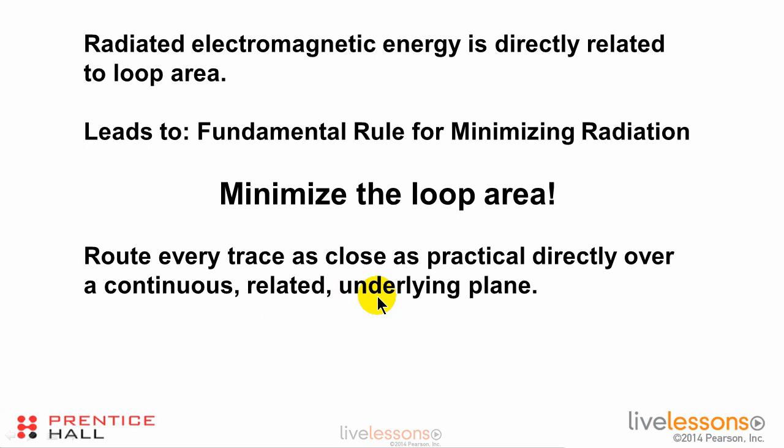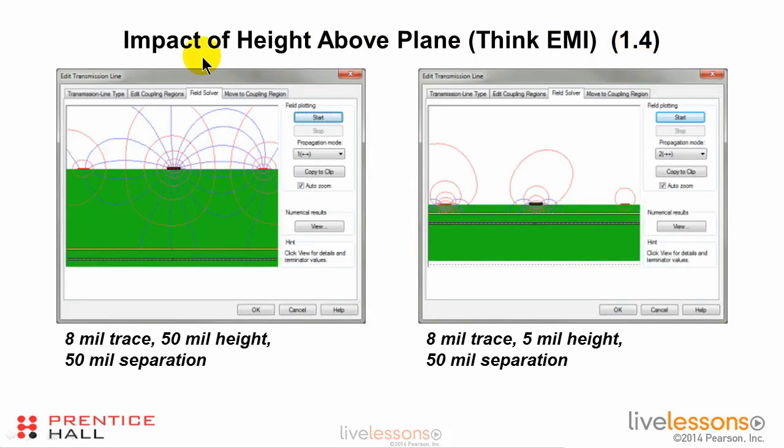It's underneath the trace. In lesson 1.4, we provided these figures of the electromagnetic field under a variety of different conditions. And this was the one where we changed the height above the plane. If we have an 8 mil trace 50 mils above the plane, which is pretty high, then we had an electromagnetic field that radiated out in all kinds of directions. But if we brought it down close to the plane, within 5 mils, well, then most of the electromagnetic field gets trapped between the trace and the plane, and very little gets out. Route every trace as close as practical to a continuous related underlying plane.